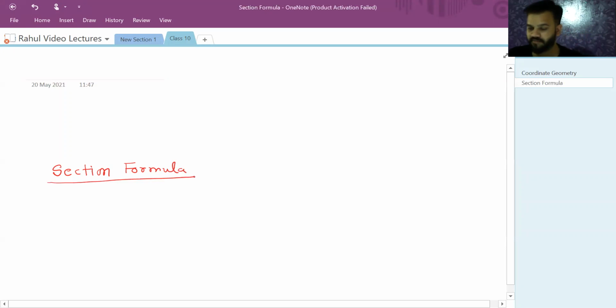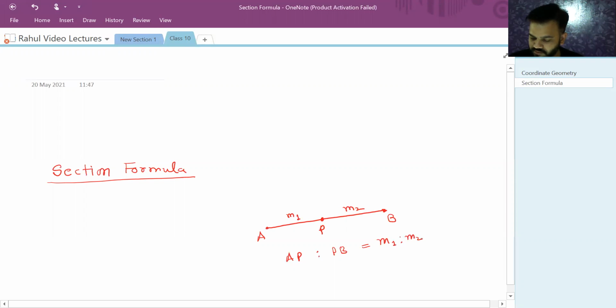Section formula. Okay, if I discuss the section formula, suppose you have a line. Suppose this is your line AB. Okay, if we have a point on this line, and this point P is dividing this line into two sections M1 and M2, and the ratio of the parts AP and PB is M1 ratio M2.